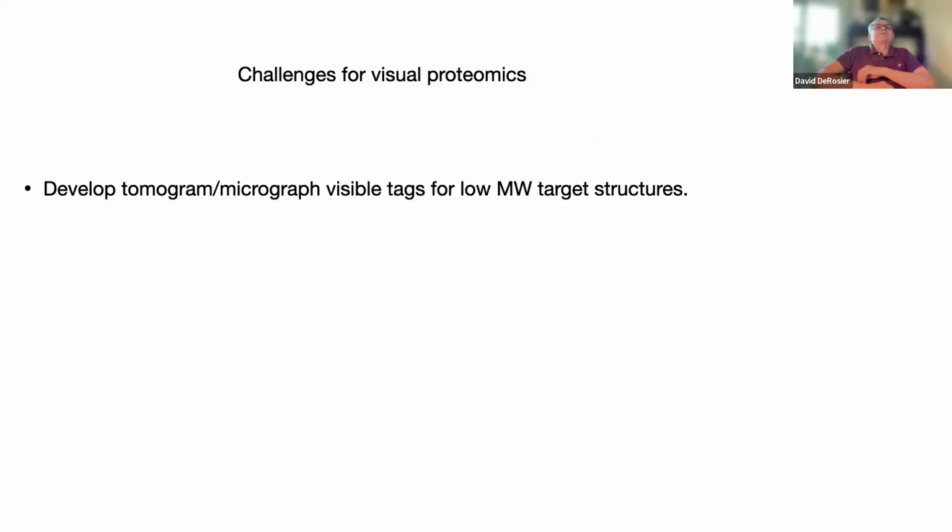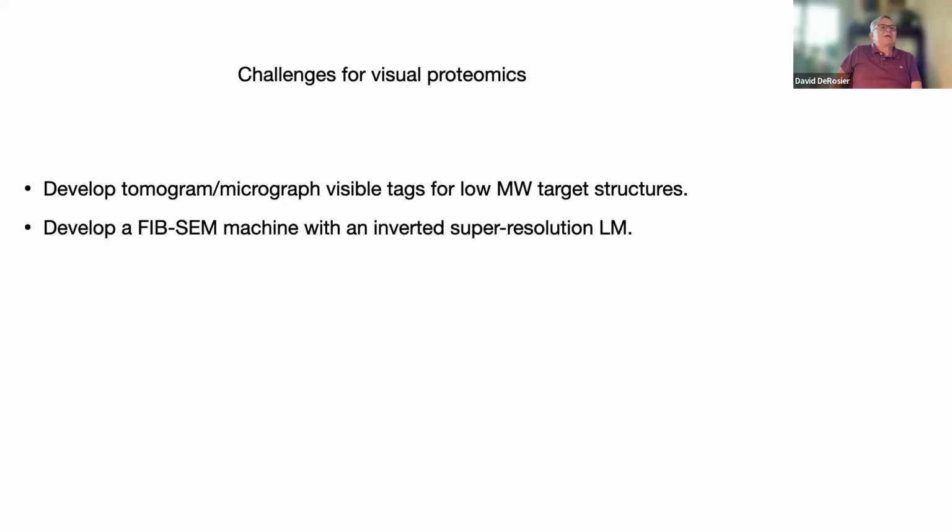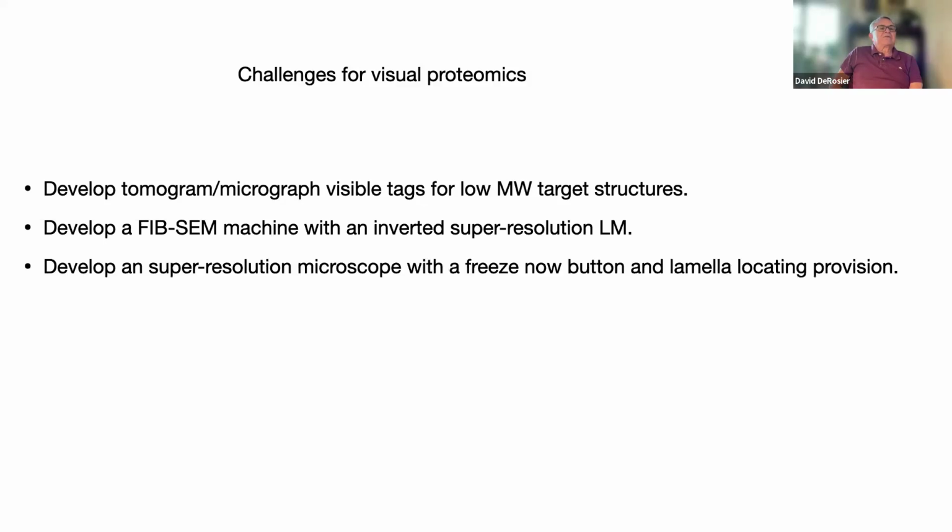So here are the challenges for visual proteomics. The first is to develop visible tags for low molecular weight structures, once you can, where you need them for template matching. The second is to develop a FIB-SEM machine with an inverted super resolution light microscope. And the third is to develop a super resolution freestanding microscope with a freeze-now button and lamella locating provision.